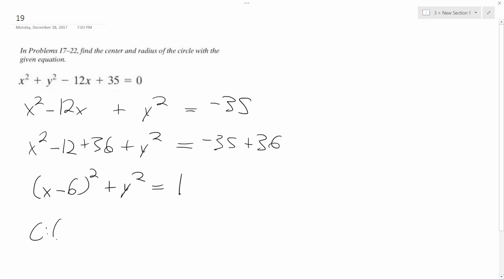So my center is going to be at 6, comma, 0, because there's no y middle term. And then my radius is just going to be 1.